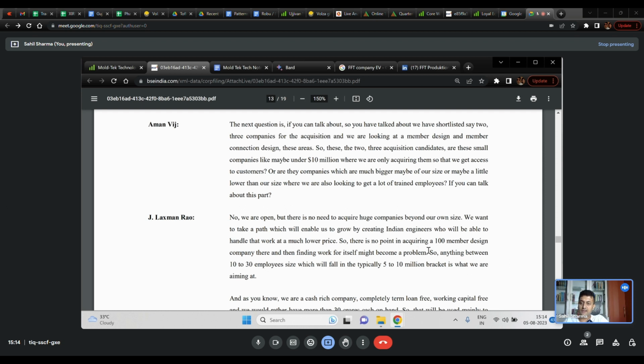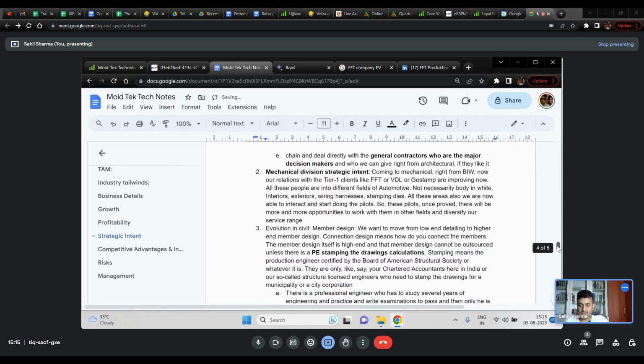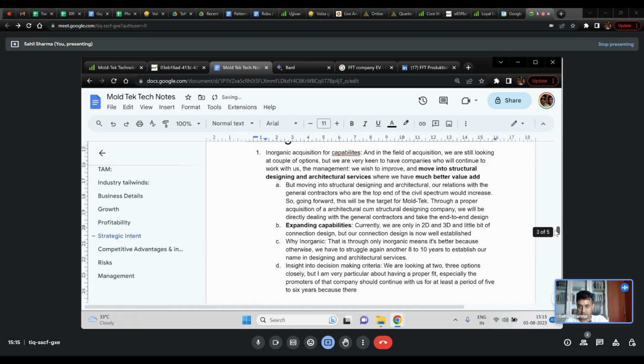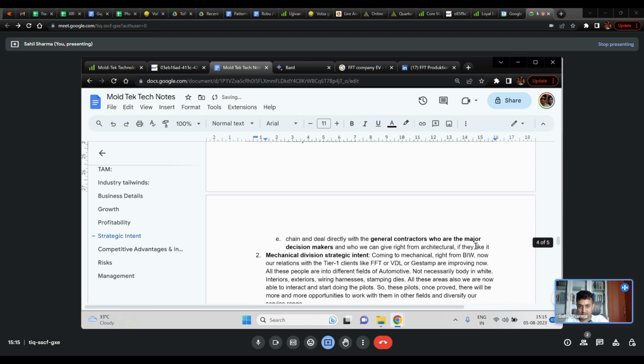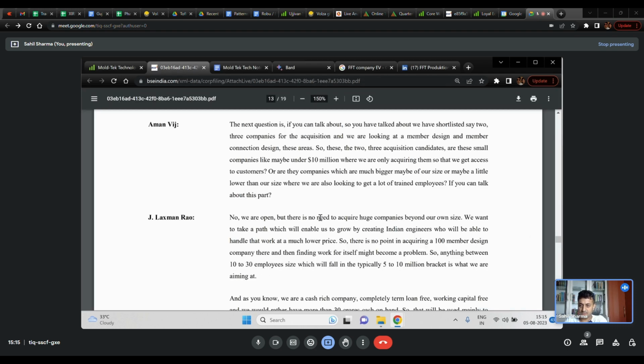He's talked about the fact that typically they want to acquire a company which is like 10 to 30 employees and 5 to 10 million type of sales bracket. Of course, that would be easier to ingest into the Moltech also. I think I want to add that here in strategic intent as a detail.